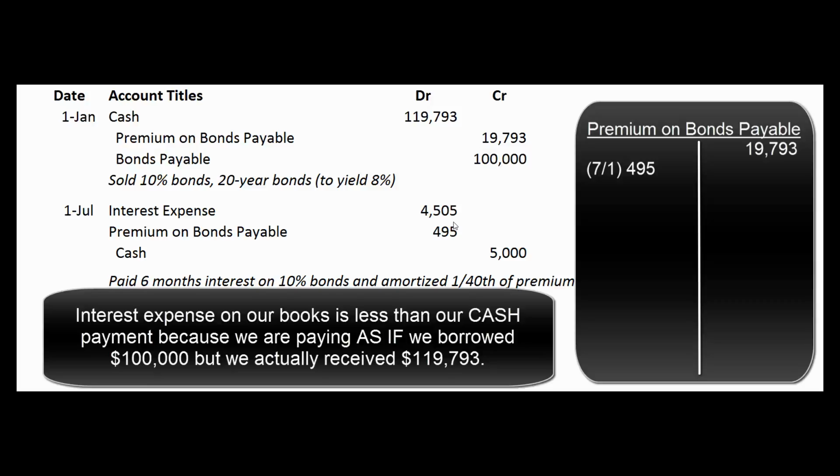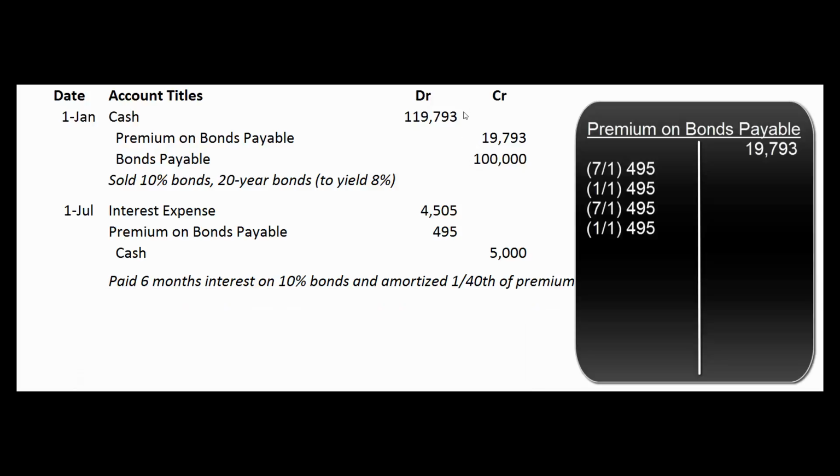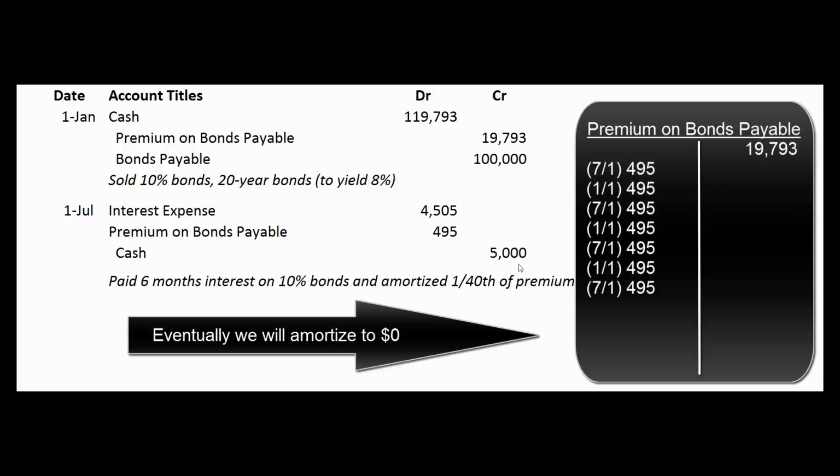Well, why is the interest expense on our books less than our cash interest expense? Well, because we're paying interest as if we borrowed $100,000, but we really got $119,793. So our effective interest rate is lower than our cash interest expense.